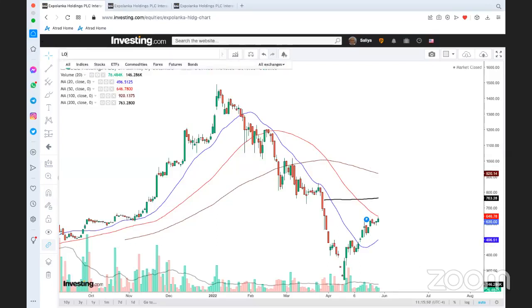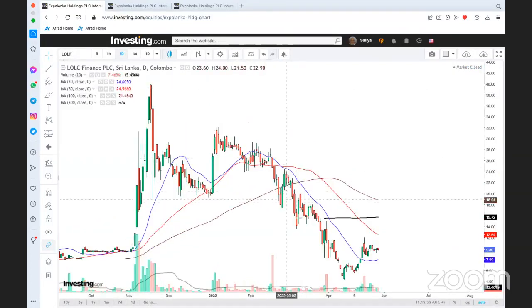Then we move on to LOFC, right? Here again, whether we like it or not, we can see there is a higher low, higher high formation. The volumes have increased, then broken the 20-day moving average, and right now it's going sideways, but still it's above the 20-day moving average. It's in an uptrend, right? So we can initiate our positions in the short time frames.